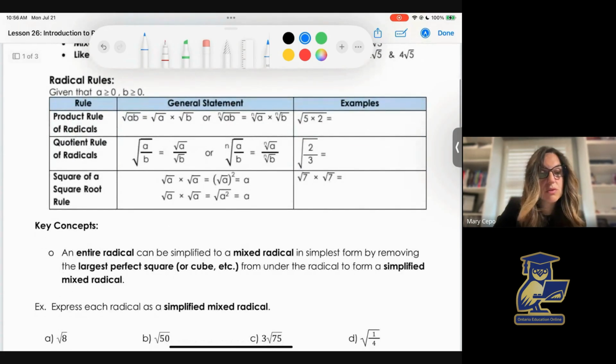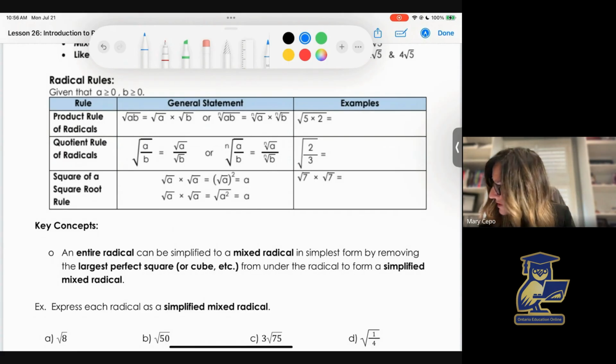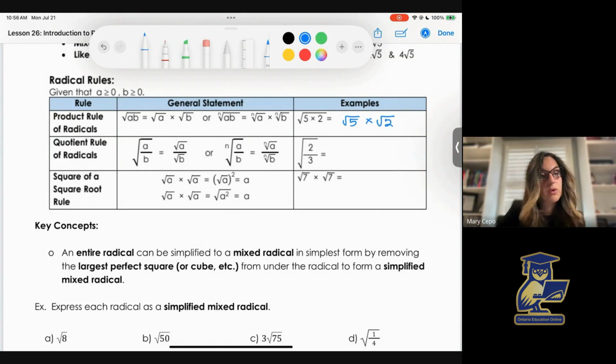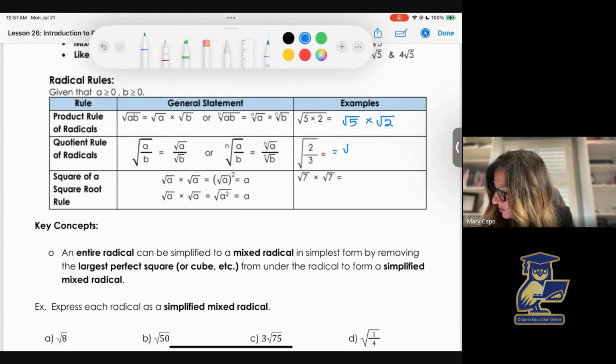Radical rules. This only applies, of course, when A is greater than or equal to 0 and B is greater than or equal to 0, meaning that the radicand is a positive value. Now, the product rule for radicals tells us that if we're taking the radical, the square root in this case, of a product, you can break that down into root A times root B. So in this case, this would be root 5 times root 2. So you can break that down. The quotient rule for radicals tells us the same thing. You can break that down. So that would be root 2 over root 3.